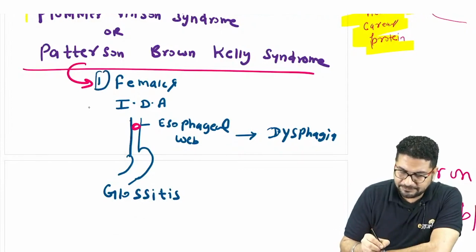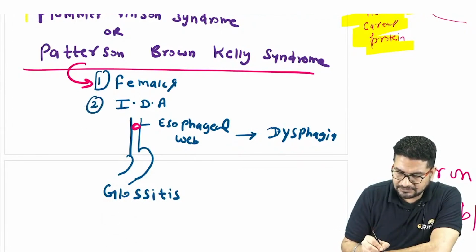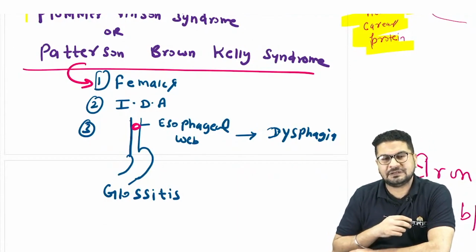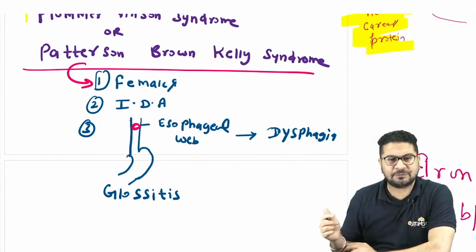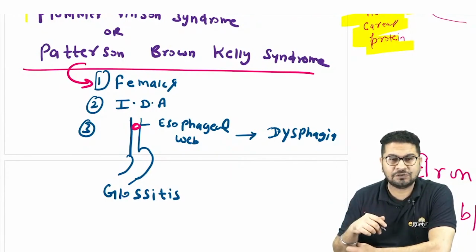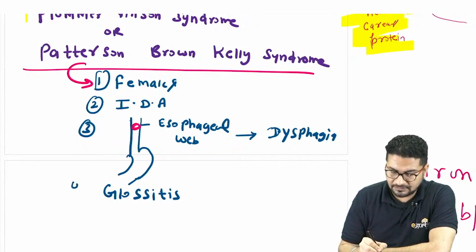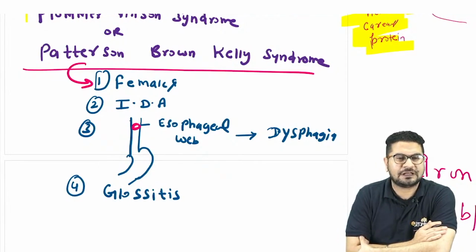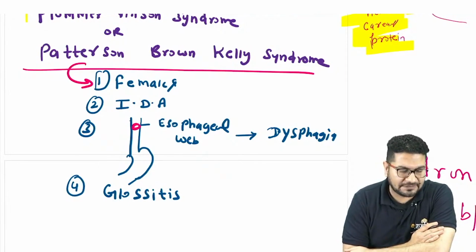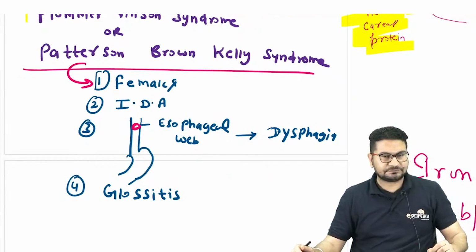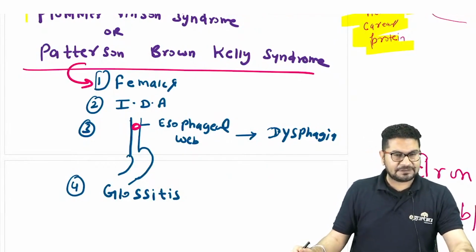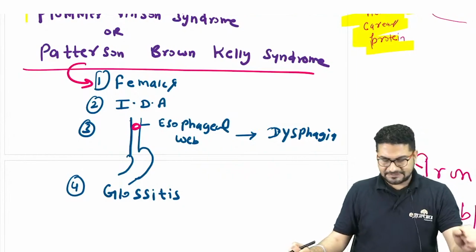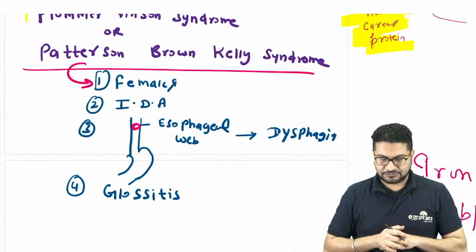So understand this. Based on this, I will form a question. A 30-year-old female is having palpitation, pallor, tachycardia, shortness of breath, dysphagia for solids, glossitis. What is the diagnosis? This is your Patterson-Brown-Kelly syndrome. Am I clear? So remember, this is important.